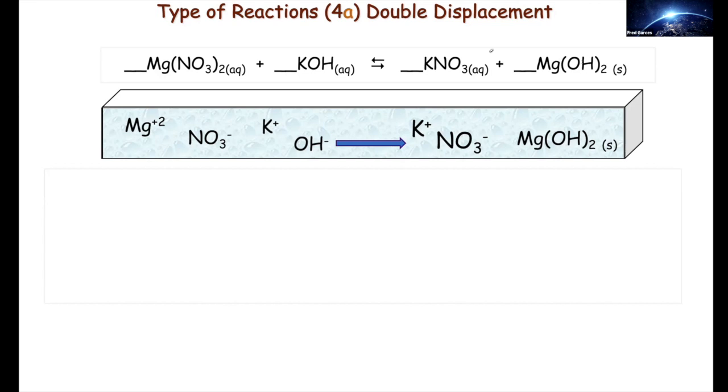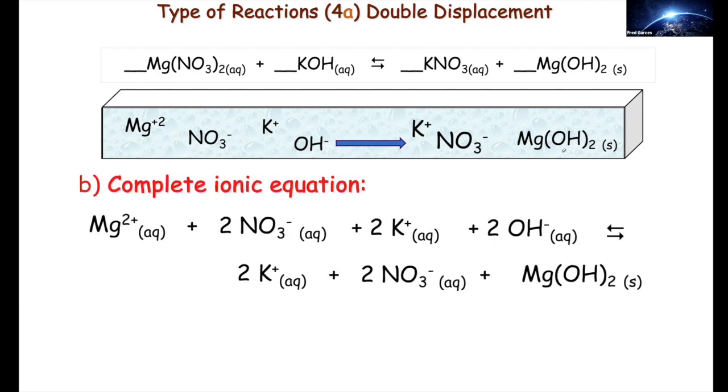The bottom part here is called the complete ionic equation because it shows everything as it exists physically. That is, the magnesium nitrate and the potassium hydroxide exist as ions when you dissolve them. And then when they produce a precipitate, they still exist as ions, and only magnesium and hydroxide are responsible for the precipitate. That's why it's called the complete ionic equation. Okay, that's it right here.